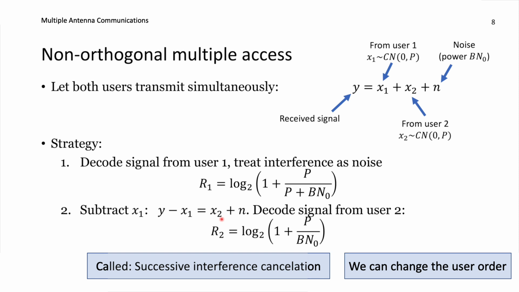And we can also change the user ordering, so we can first decode the signal of user 2 and then we will get the similar rate for that user, and then we can decode the signal of user 1, then this user will get this rate. You just need to change R1 to R2 and R2 to R1, and then we can get the same result.